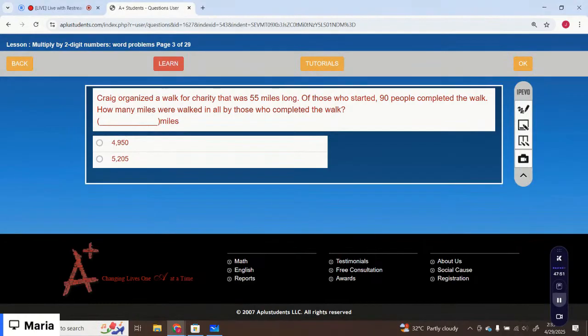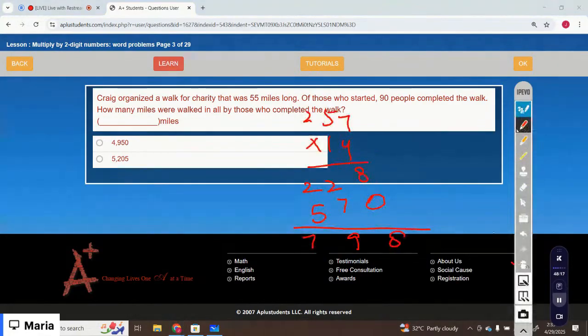Craig organized a walk for charity. The walk was 55 miles long. Of those who started, 90 people completed the walk. How many miles were walked in all by those who completed the walk? That is 90 times 55.